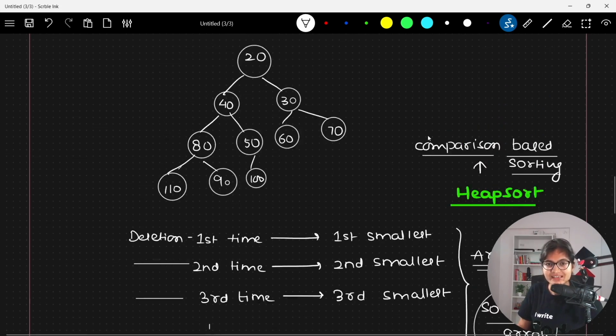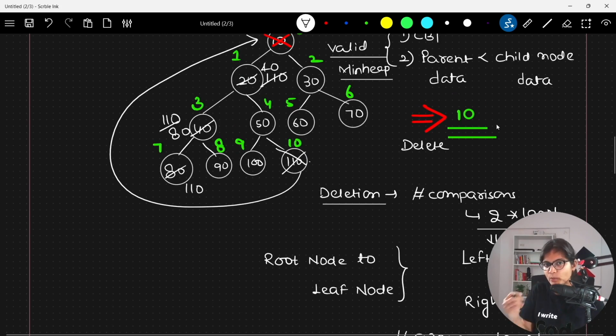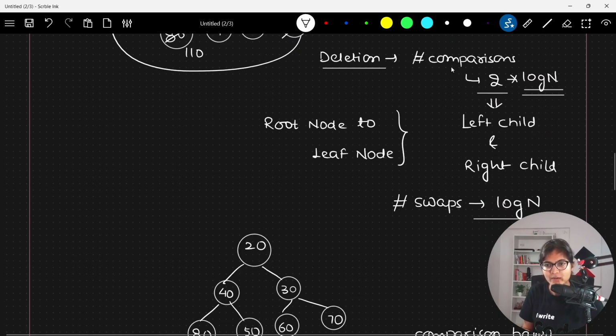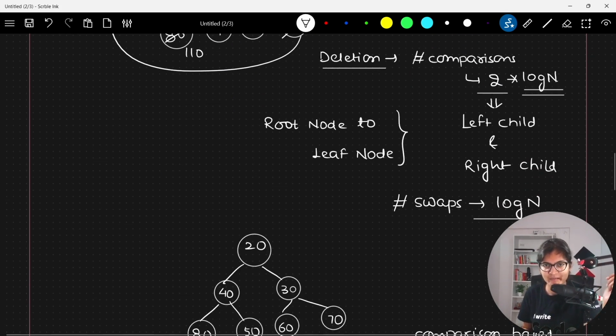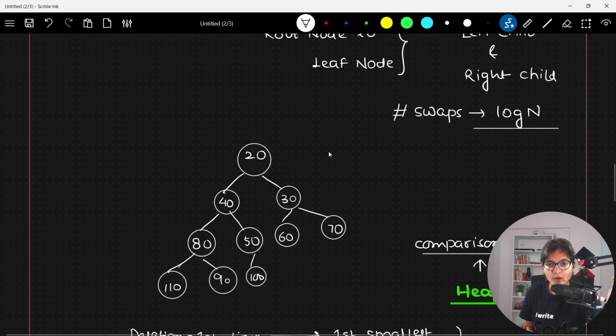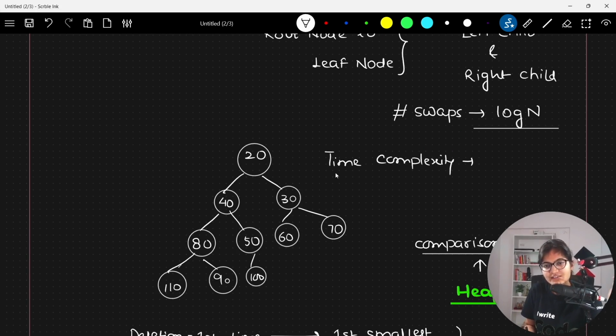Now, here if you will see, when we are doing a single one-time deletion, the number of comparisons is 2 times log of n, because we are comparing towards the left child and the right child. And the number of swaps will be log of n. So what is the overall time complexity? Can I say that the overall time complexity will depend on these 2 factors, the number of comparisons plus the number of swaps? So can I say that the overall time complexity will be equal to big O of log of n? Yes, it will be big O of log of n, right?